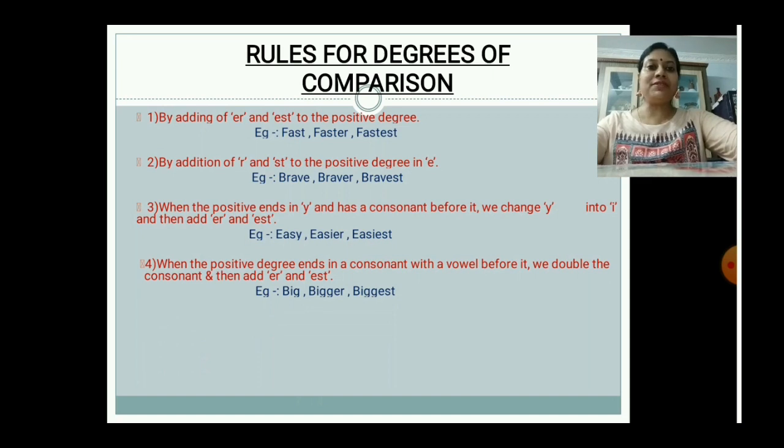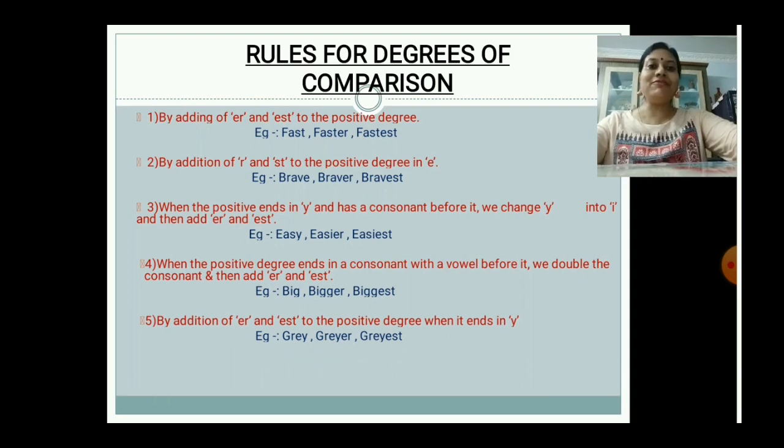When the positive degree ends in a consonant with a vowel before it, we double the consonant and then add ER and EST. For example, big, bigger, biggest. So in this word big, the last letter is a consonant, that is G, and before it there is a vowel I. That's why we have doubled the consonant G, bigger and biggest in the superlative degree.